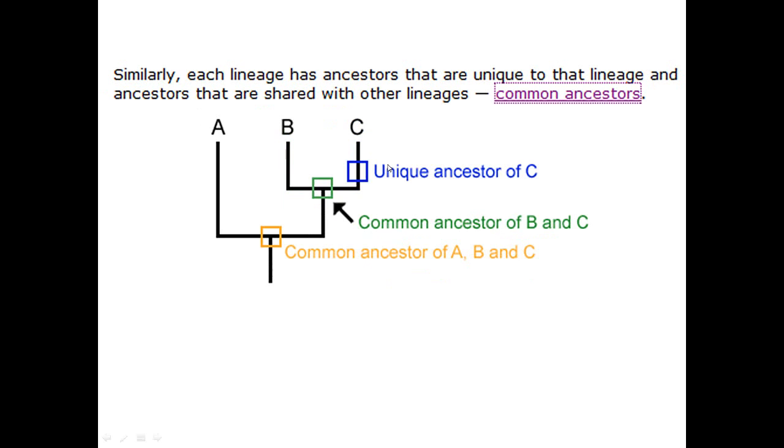Similarly, each lineage has ancestors that are unique to that lineage and ancestors that are shared with other lineages. So this ancestor that drives this line of C is unique to C only, not related to B. This event right here where it diverged is where B and C have a relationship that is common. This ancestor right here is common to both A, B, and C because that's where that branch diverges.